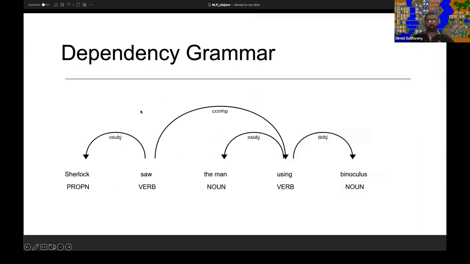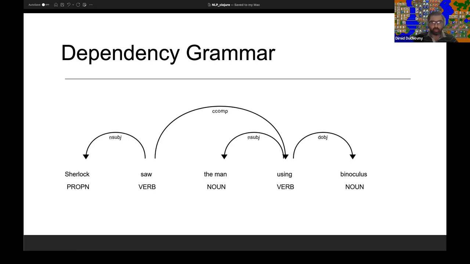Okay, so that was constituency grammar. And today I want to focus on another formalism, which is used in NLP, more than linguistics, very popular in NLP, which is called dependency grammar. In this formalism, we don't have this intermediate concept of constituents. Instead, we have this concept of dependency.